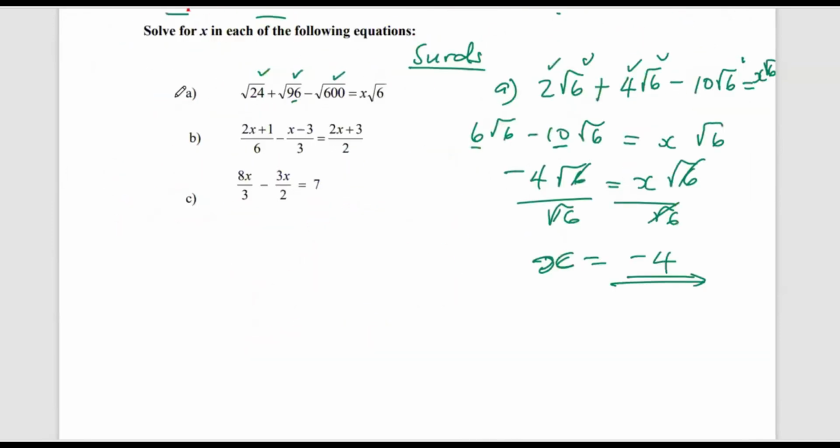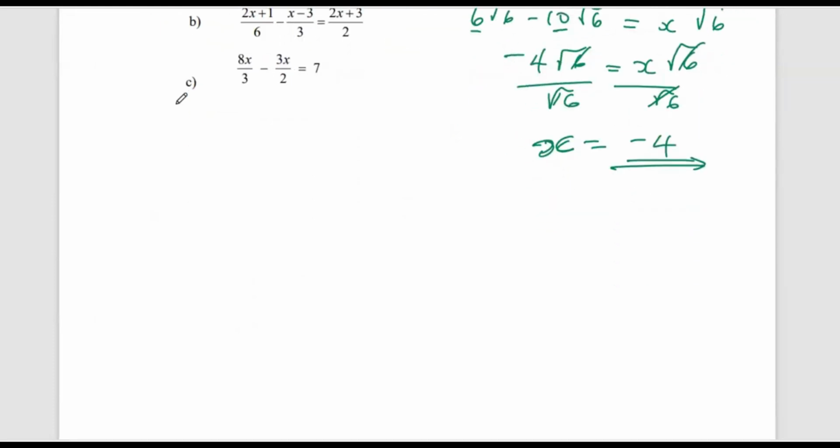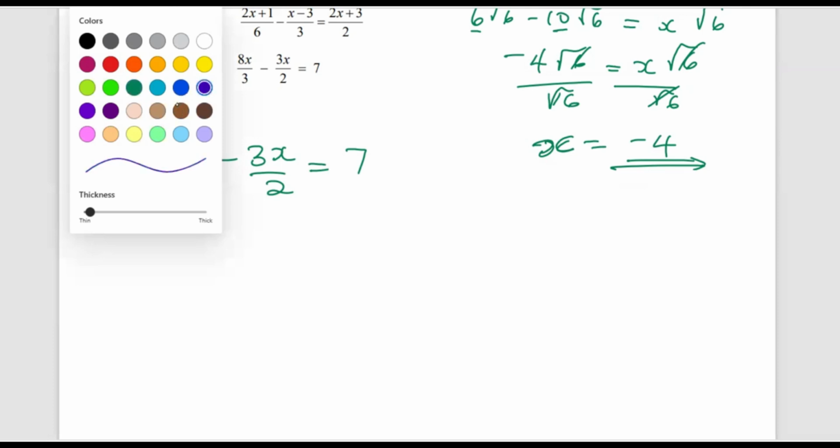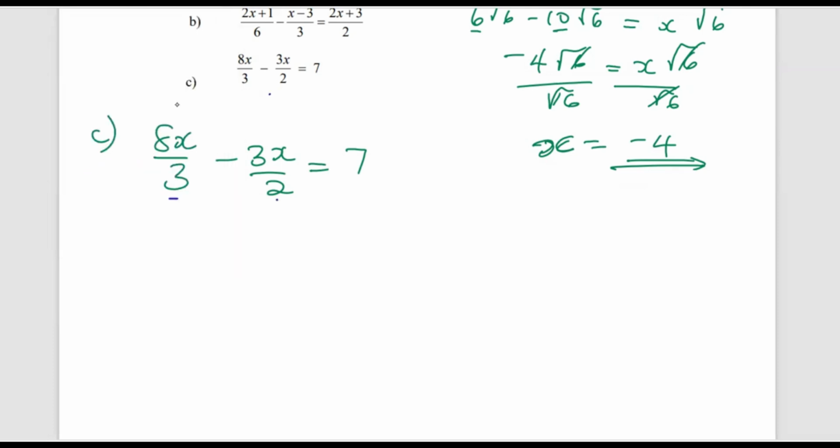Okay, let's look at part C, where we have 8x over 3 minus 3x over 2 is equal to 7. All right, what are we going to do in this case? Still, look at the denominators. This is a 3, this is a 2. Let's multiply them, we get 6. So times 6, and then times 6. So by 3 is a 1, by 3 is a 2, by 2 is a 1, by 2 is a 3.